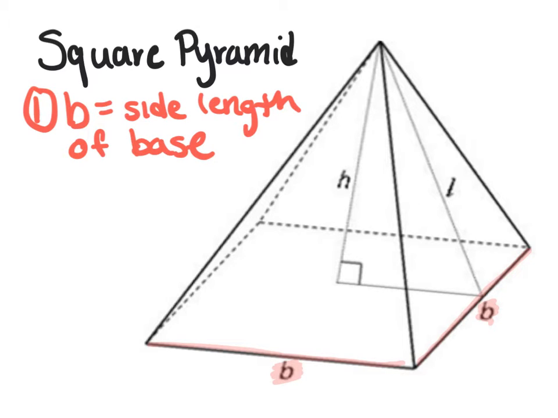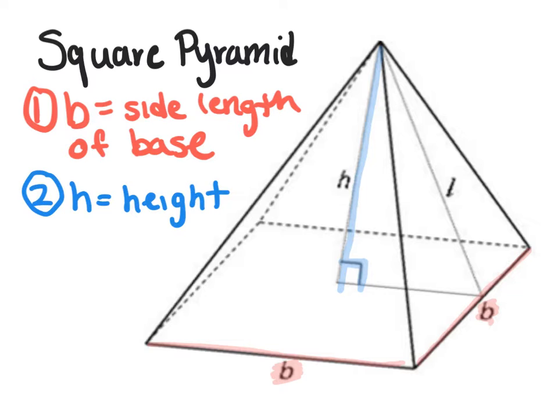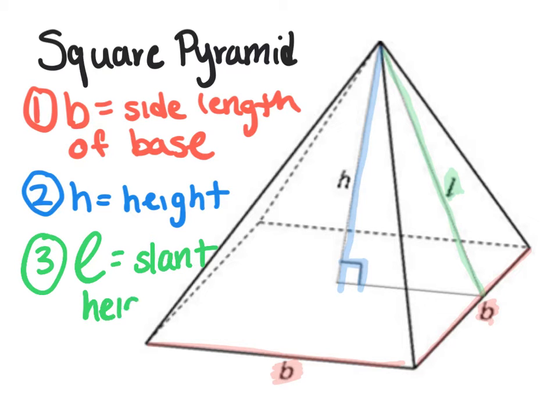We also have to know H, which is the height, or that true height from the top of the pyramid to the base, forming this right angle. So we need to know H, which is the height. And we need to know this length L, which is what is referred to as the slant height, because it's the height of that slanted side. So we have L, which is our slant height.